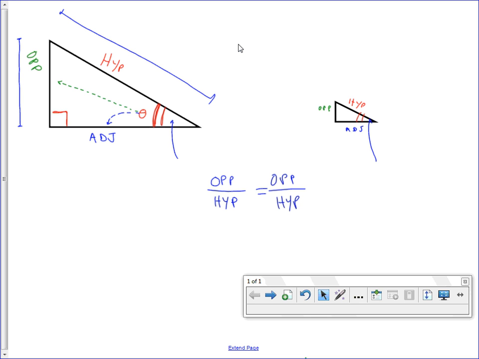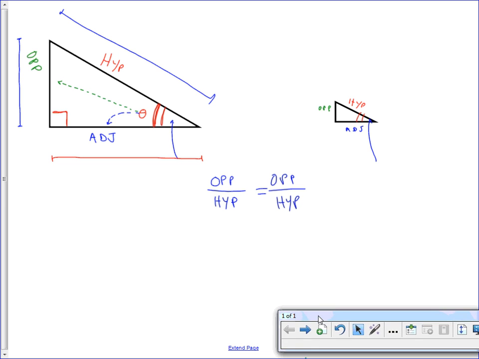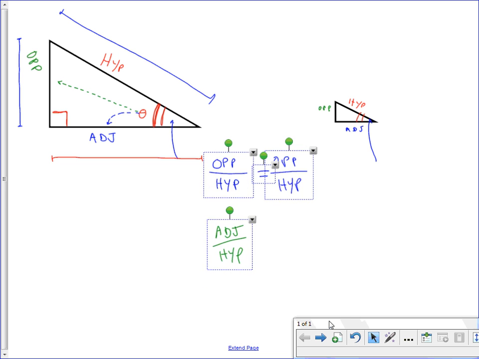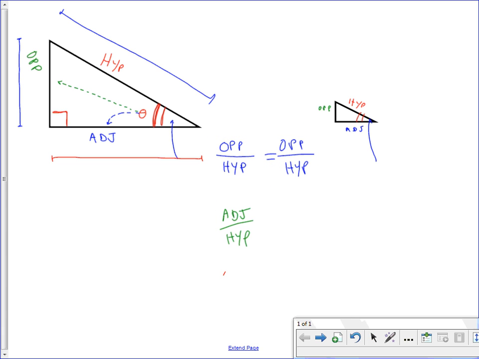Really there are three ratios. You can either talk about opposite over hypotenuse, adjacent over hypotenuse, or you can talk about opposite over adjacent. Now, why couldn't you talk about adjacent over opposite? Don't worry about that. So there are three ratios that talk about how the length of one side of a triangle compares to the length of a different side of that triangle.